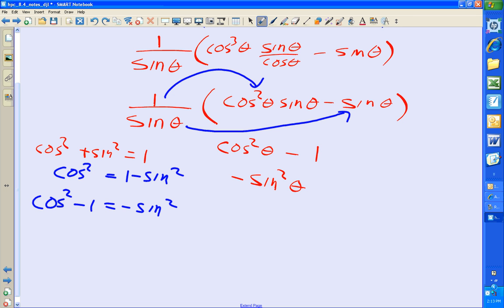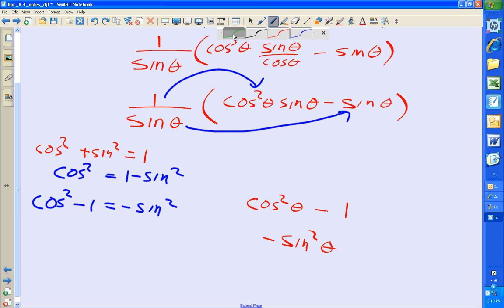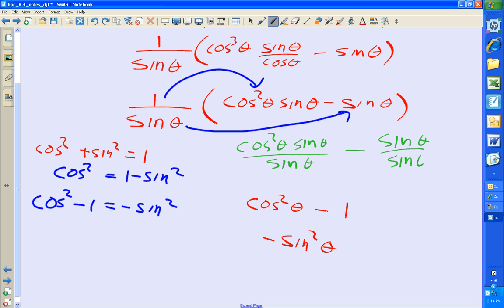I'll put another line in here if you're not seeing it. When we multiply this times this, you're going to get cos squared theta, sine theta, over sine theta. You agree with that? Minus sine theta, over sine theta. Here, cancel, cancel, cos squared, cancel, cancel, 1.